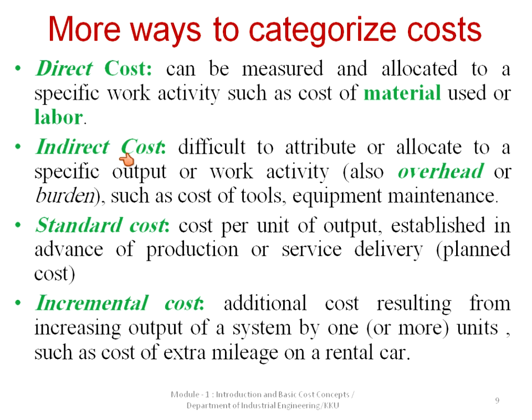Example, labor, material. Indirect costs, they are the costs which are very difficult to assign to the product and very difficult to measure as well. But still these costs are associated with the production of the product. This is called indirect cost. Let's say standard cost. This is standard cost. It is nothing but cost per unit of output.